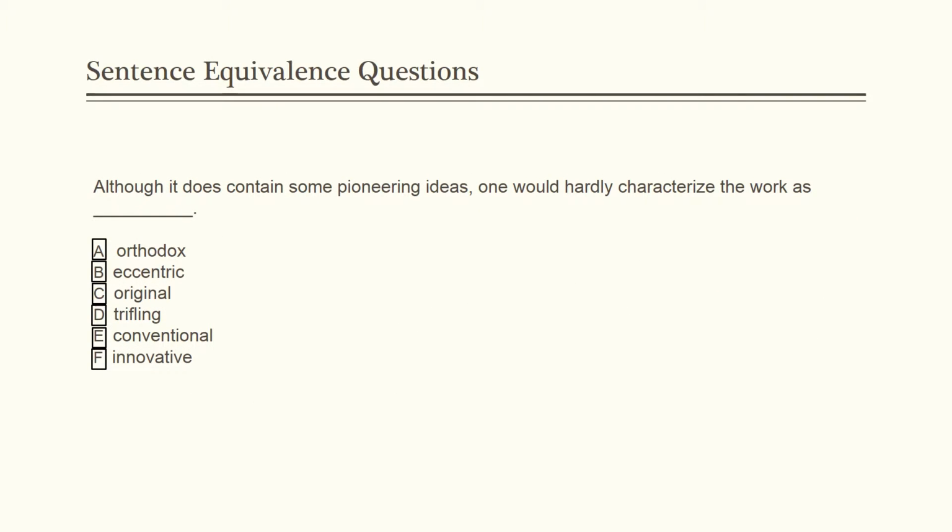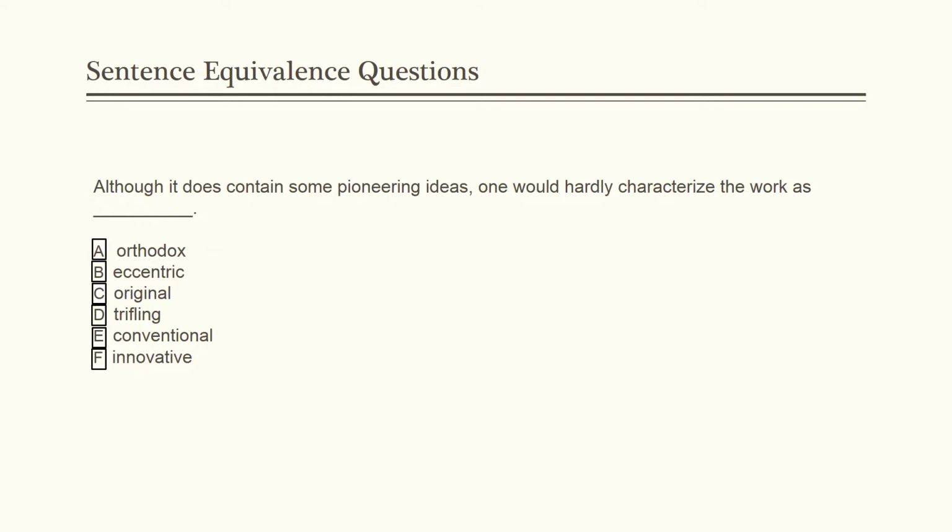Now let's try to answer this question. Although it does contain some pioneering ideas, one would hardly characterize the work as blank. Now the word although is crucial here, and according to the sentence, the work contains some pioneering ideas, but the overall work cannot be deemed pioneering. And therefore, because of the presence of the word although, the blank will fit something that is indicative of pioneering.